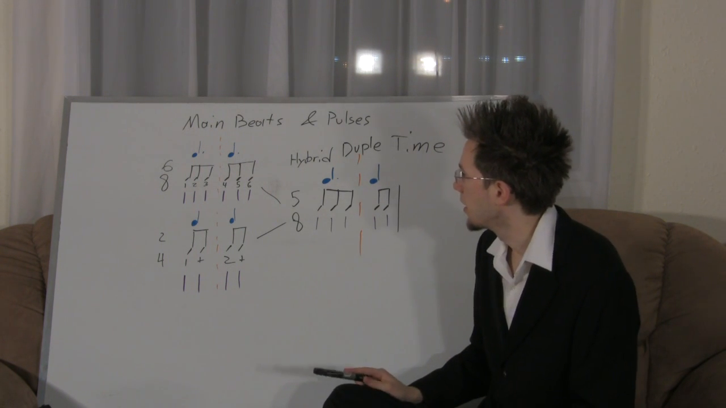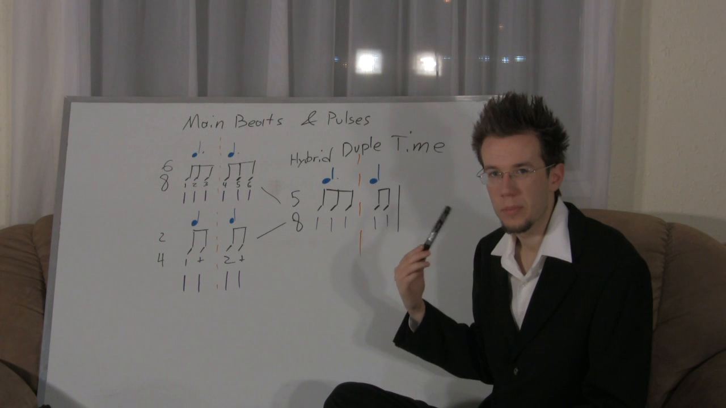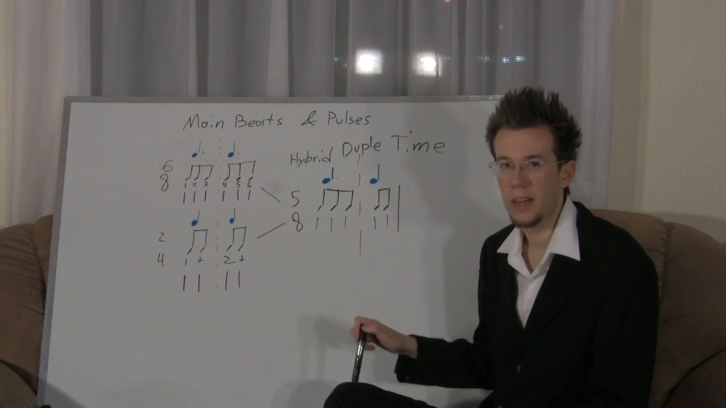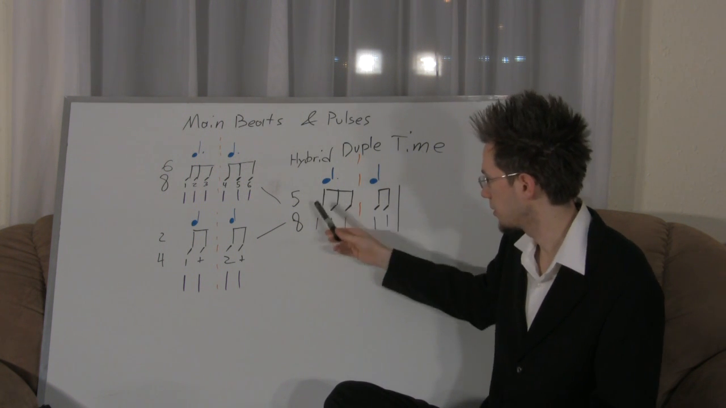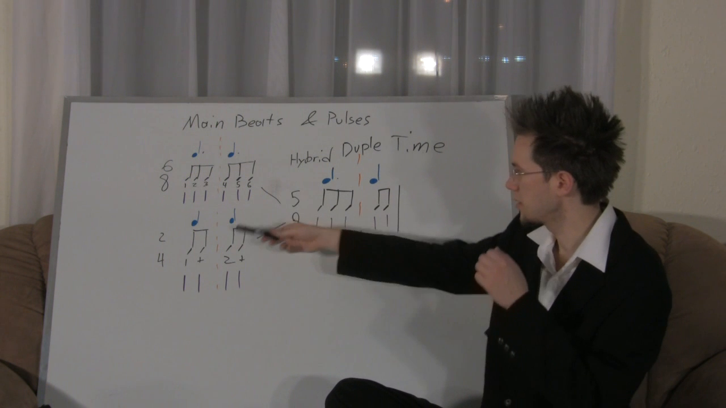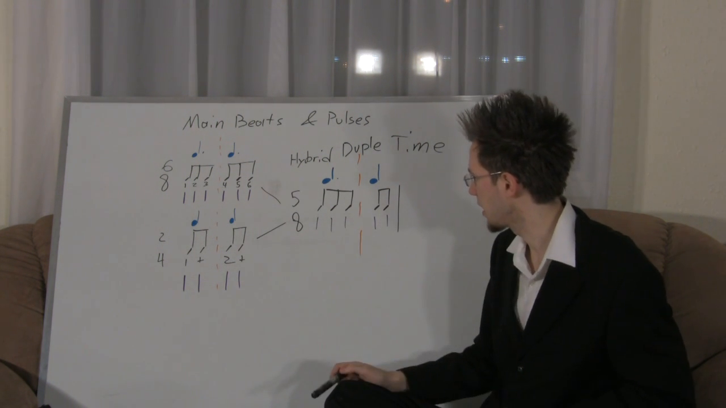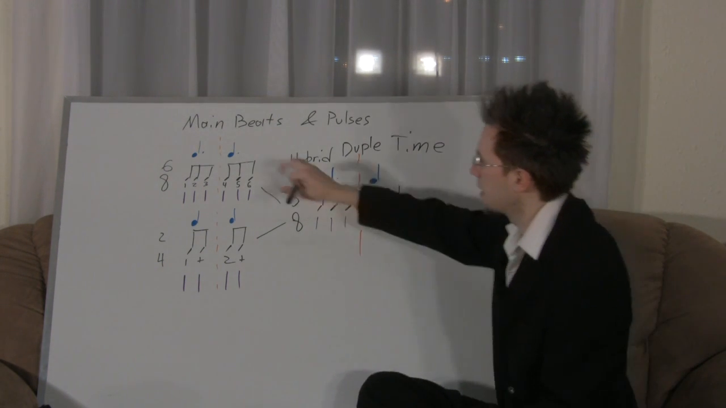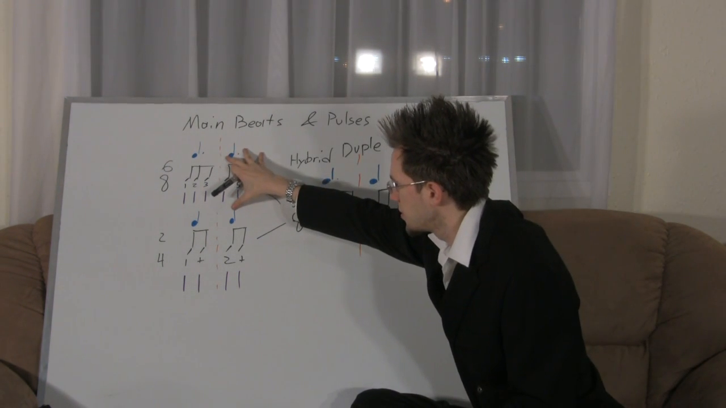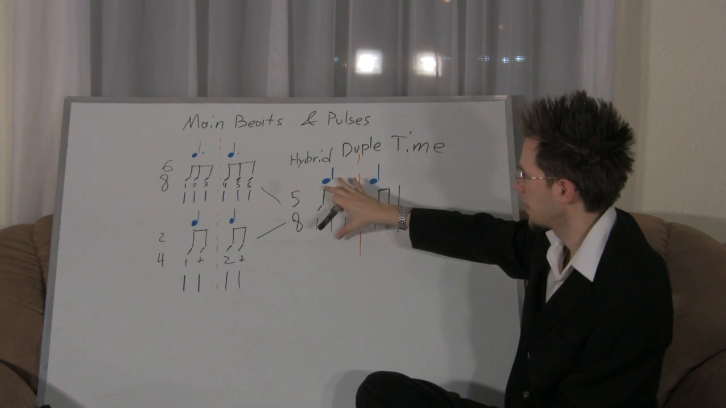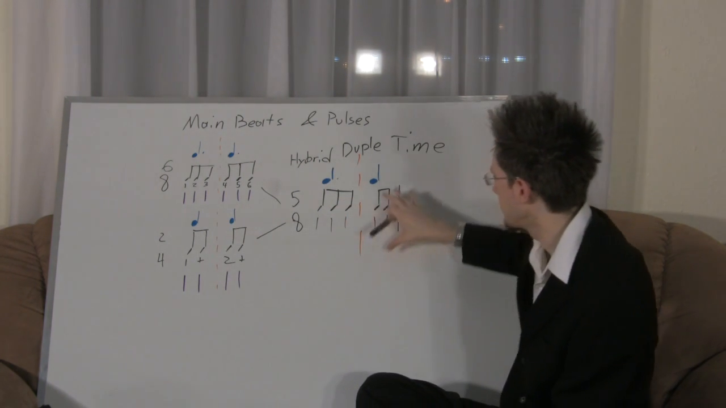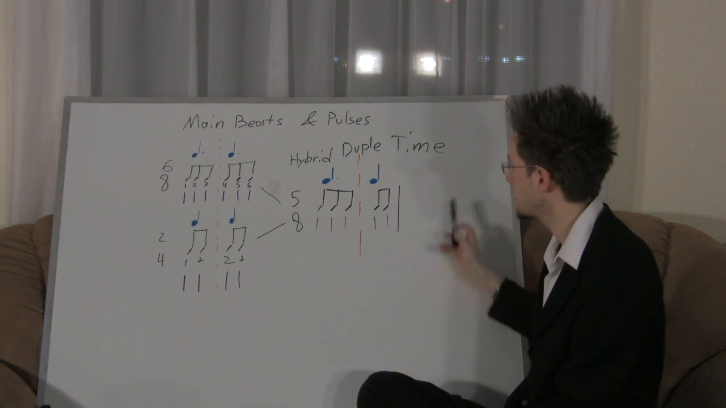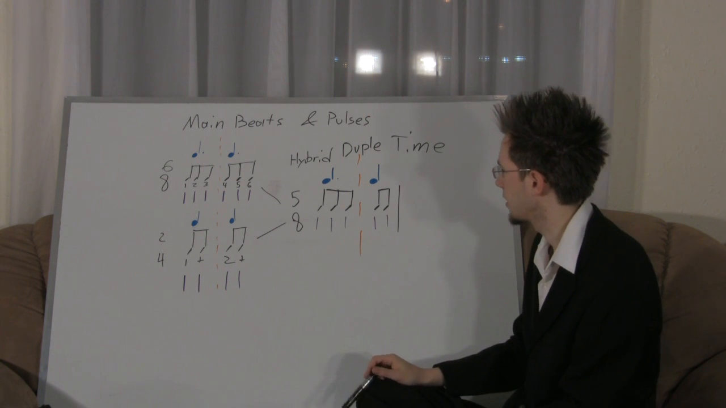Okay, so say we want to make this, the most simple hybrid time signature you can have is 5. So we're going to go with 5/8, just because we're using eighth notes here, it's a great example to start with. Okay, so I'm going to take one of these halves or one of these main beats from the 6/8 time and put it here. I'm going to take one of these and put it over here. And that is a hybrid time signature right there.